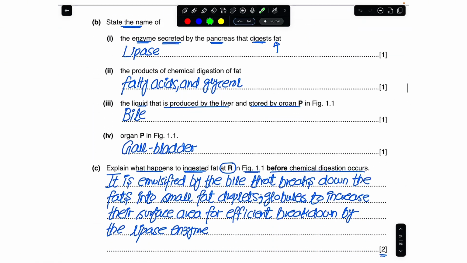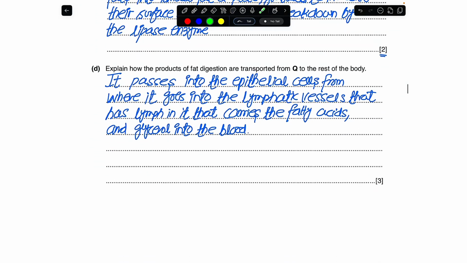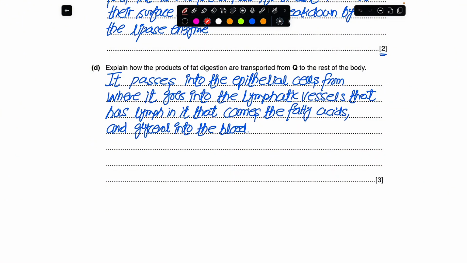So the thing happening at R before the chemical digestion, as I have indicated above, is that emulsification would be done by the bile. By that, the large fat molecules would be broken down into small fat droplets or small fat globules, and with that their surface area would be increased, allowing for the efficient breakdown by the lipase enzyme.